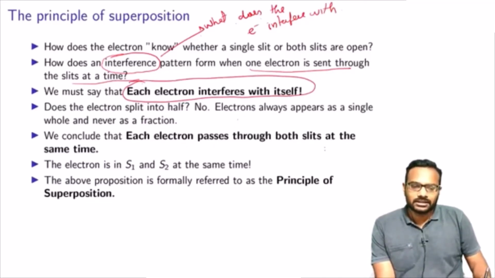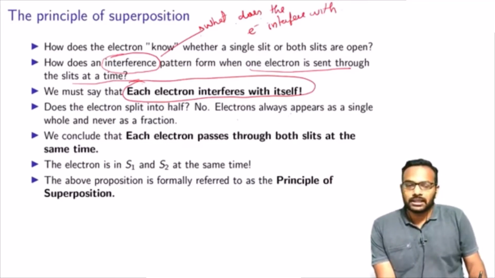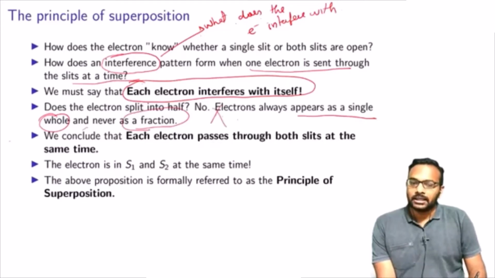Because if you have, for example, three slits, then again you will have an interference pattern, and you will have to imagine that the electron is split into three. If you have infinite slits, or near infinite slits, you will have to imagine that the electron is divided into infinite pieces. This is not possible because an electron always appears as a single whole. In all the experiments, the electron appears as a single entity and never as a fraction. So we don't have to imagine that the electron actually splits.